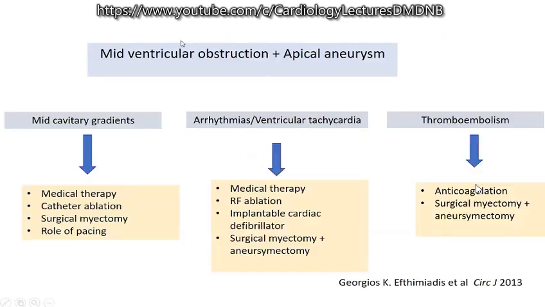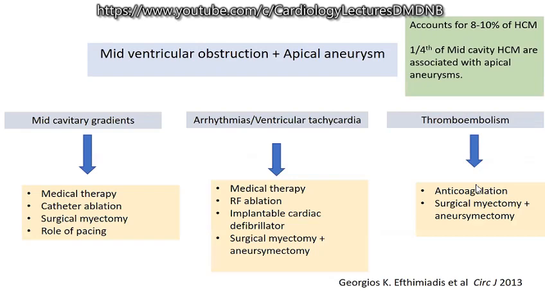Now this subset of patients, that is, the midventricular obstructive variant of HCM along with an apical aneurysm, represents almost 8 to 10% of HCM patients. Understanding this subset is important because they have a poorer prognosis compared to the other subsets, because they are at higher risk of developing heart failure, arrhythmias, as well as thromboembolic events. So a multifaceted approach is needed to manage such patients. One is we have to take care of the mid-cavitary gradients, where we have options of medical therapy, ablation, surgical options, and also the role of pacing that I will subsequently discuss.